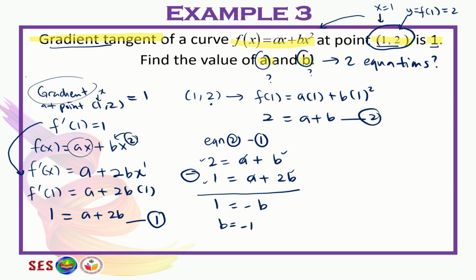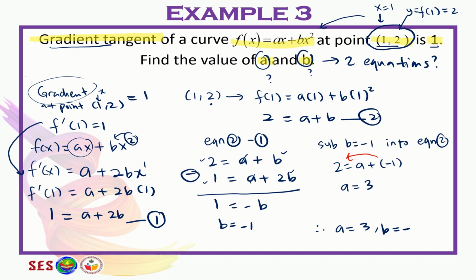So to find a, you just have to substitute b = -1 into equation 1 or equation 2. So I choose equation 2. So 2 = a + (-1). So bring -1 to the left side. So a is equal to 3. So therefore, a is equal to 3 and b is equal to -1.